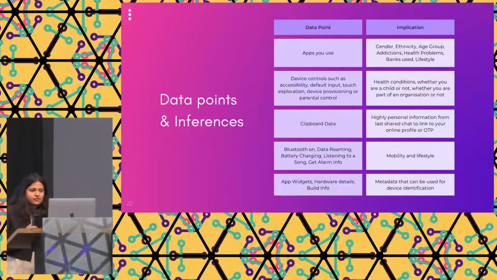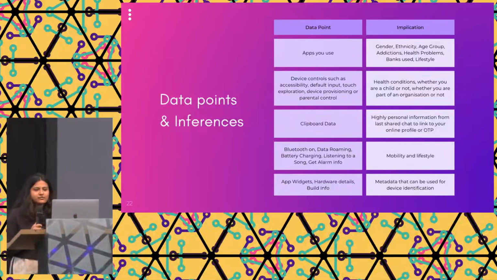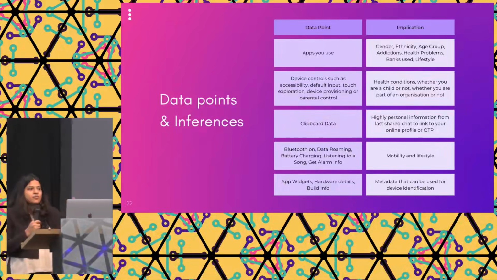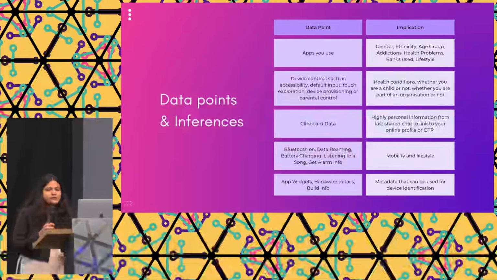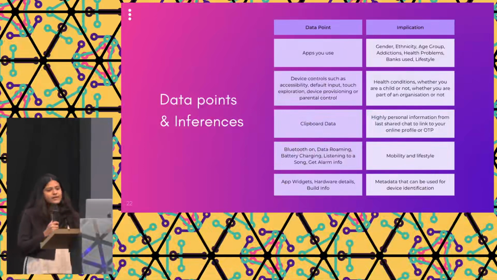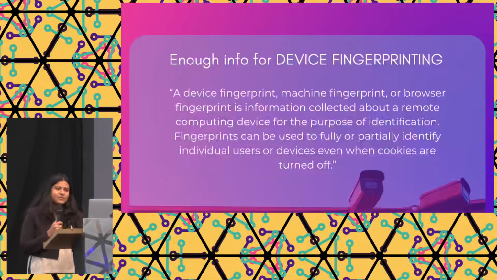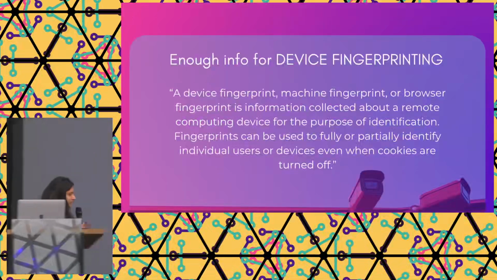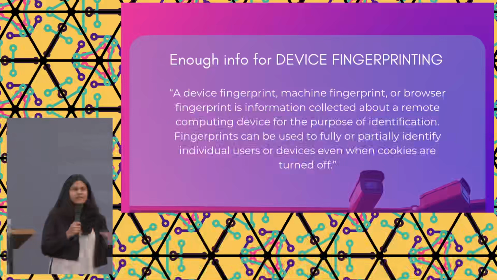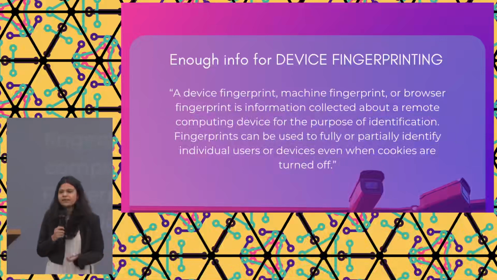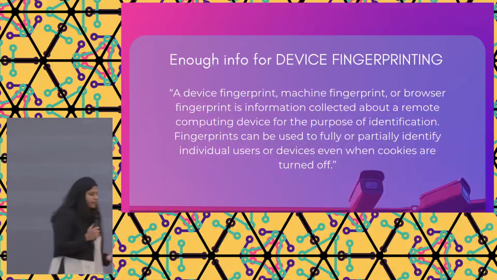Similarly, device controls, right? Accessibility, health conditions, whether you are a child or not, these can be shown based on whether your parental controls are established or not. Clipboard data, Bluetooth on, right? So there are all these things. And most importantly, all this set of information, since it's so much, can be easily used to do device fingerprinting. So there has been talk around apps basically using a thing called advertising ID.